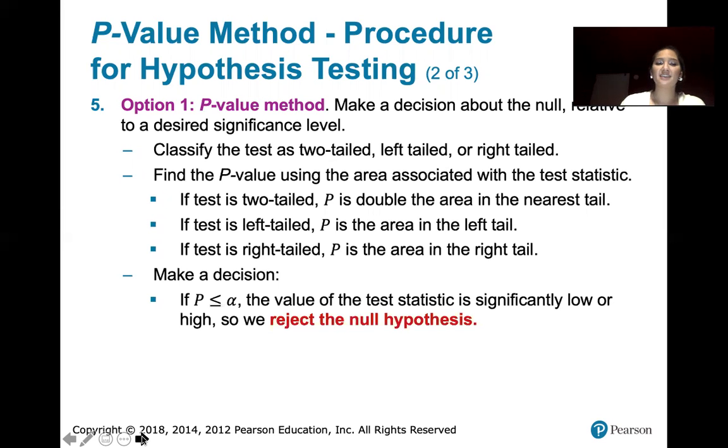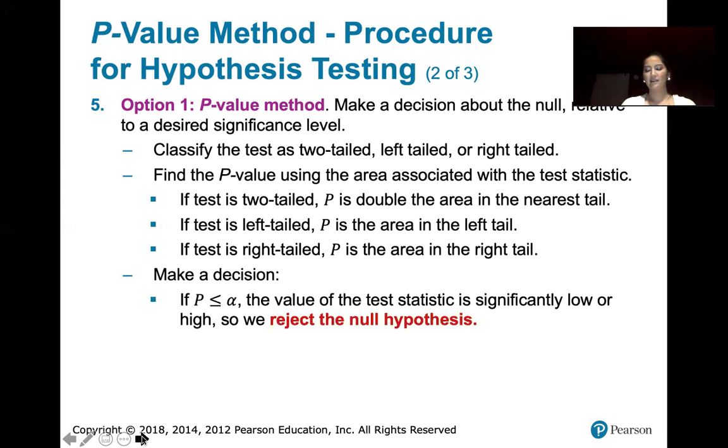Then what we're saying is the probability of getting a test statistic that is as high as our test statistic, or higher if it's in the right tail, or as low as our test statistic, or lower if it's in that left tail. If that probability is less than or equal to alpha, which is our significance level, then we're going to say that that value of this test statistic is significantly high or low. So we're going to reject the null hypothesis, which led to that probability.